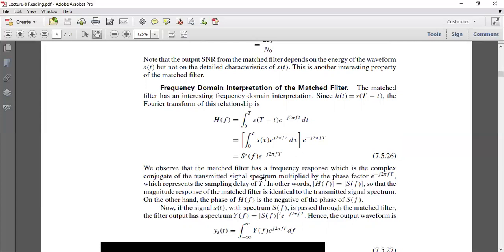So we observe that the match filter has a frequency response which is the complex conjugate of the transmitted signal spectrum multiplied with the phase factor. So this is the phase factor, and then this is the complex conjugate of the transmitted spectrum, the signal in the Fourier domain, S star of f. Star indicates the complex conjugate.